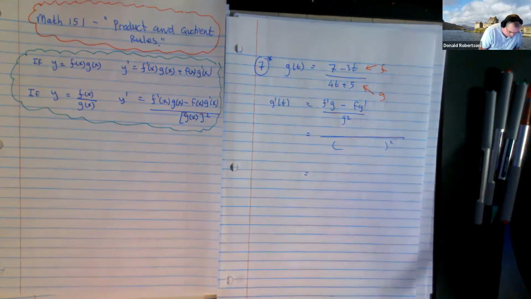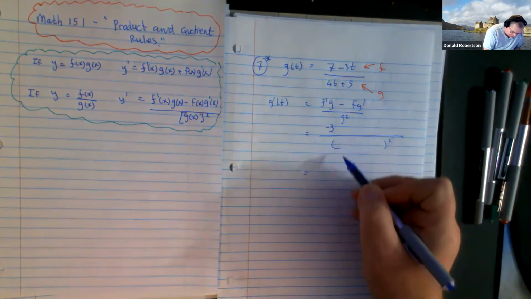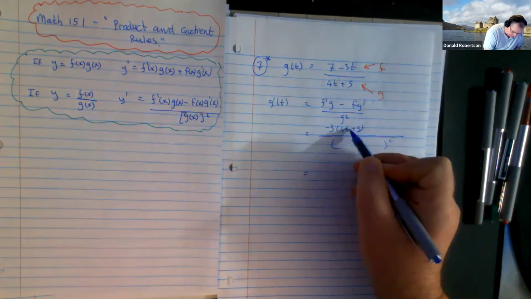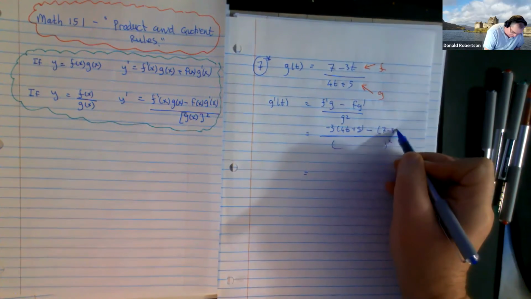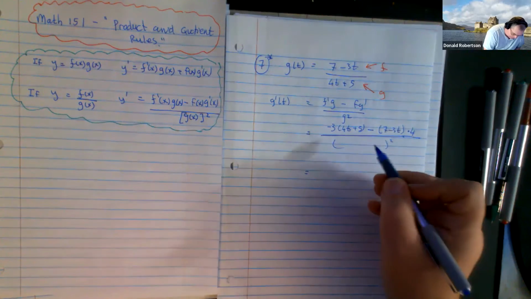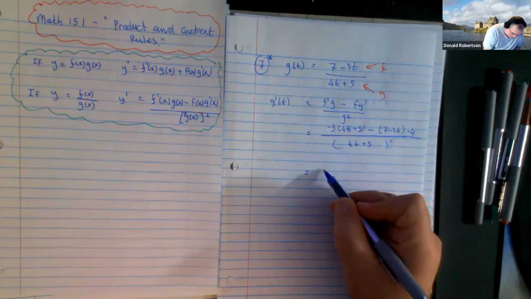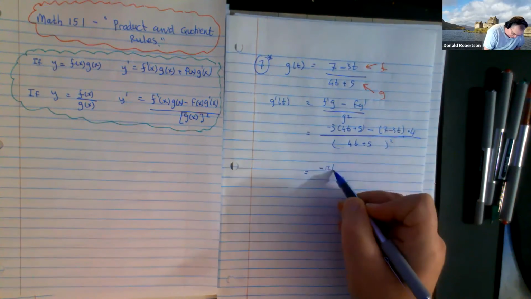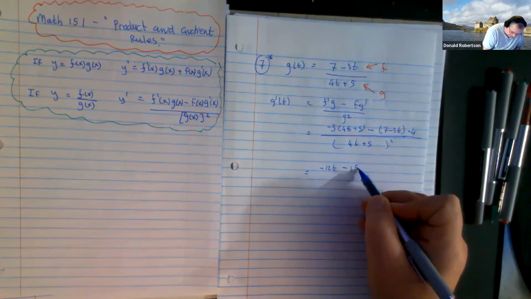Okay, let's do it. If you differentiate 7, take away 3t, you just get the number -3. You leave g alone. Subtract, leave f alone, and multiply by g dashed, which is times 4. And then on the bottom, 4t plus 5 all squared. Next thing you should have done is distribute that. So -3 times that is -12t. -3 times that is -15.